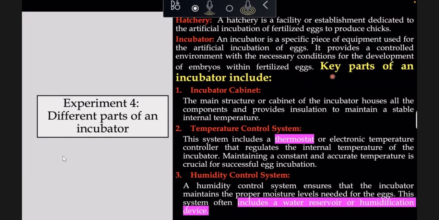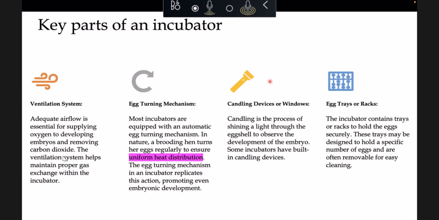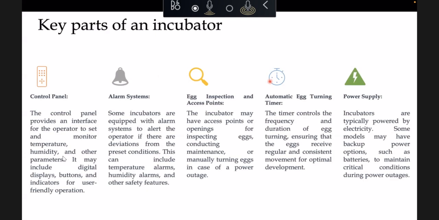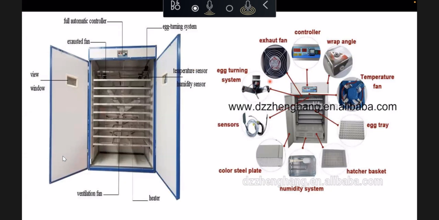Now we have to discuss the key parts of an incubator. একটা ইনকিউবেটরে কি কি পার্টস থাকে? Before reading these statements, it would be better to have a view of the photo of an incubator here. As we can see, this looks like a cabinet, right? It is sometimes called the frame or cabinet as well. The cabinet of the incubator is the whole thing, the outer covering.